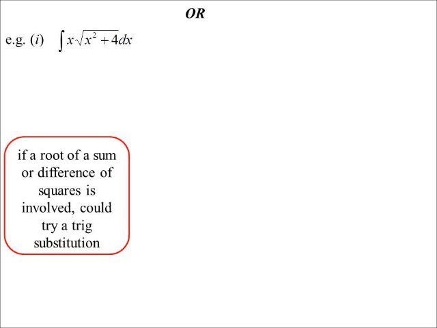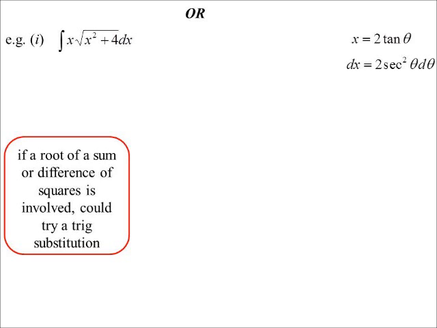So if it's x squared plus 4, I'm thinking of my trig identities where I have a trig value squared plus a constant. What's the one I'm thinking of? Yeah, 1 plus tan squared is sec squared. So if I made x equal to 2 tan theta, then that would become, inside the square root sign, 4 tan squared plus 4, which I could change to 4 sec squared.